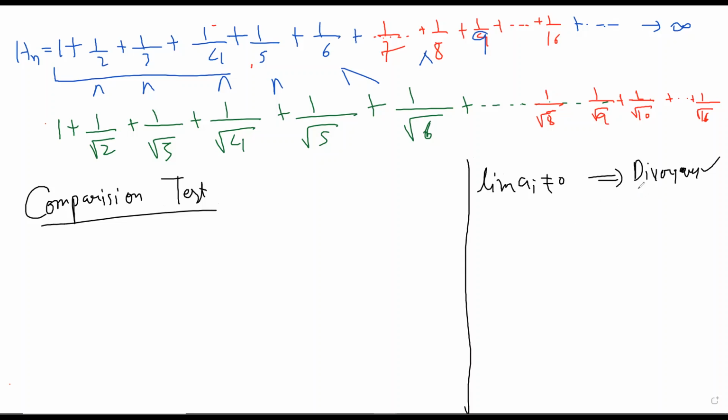To make it clear, it either diverges or it's oscillatory or it converges. In this case, it will not be oscillatory because the terms are all positive. So if limit ai is not 0, then the summation ai diverges. You take a sequence 1, 3, 1, 3, 1, 3. The sequence is oscillatory, but the summation goes to infinity. We're talking about the summation.